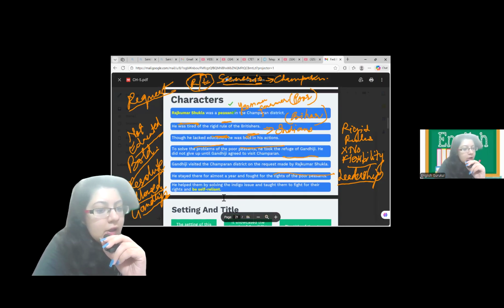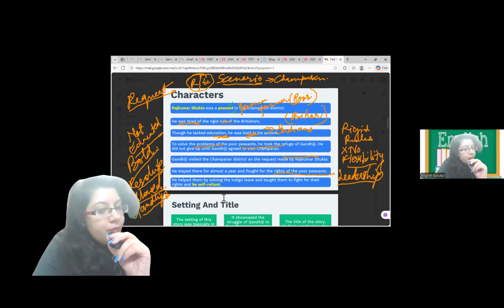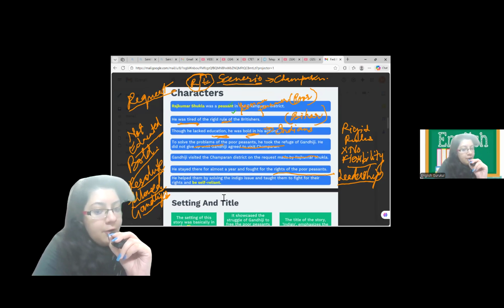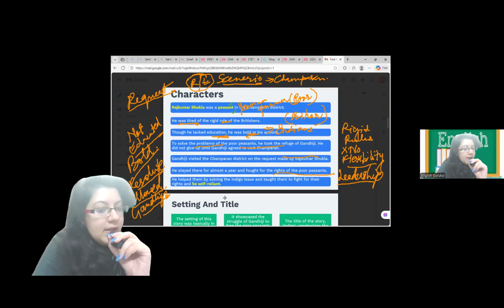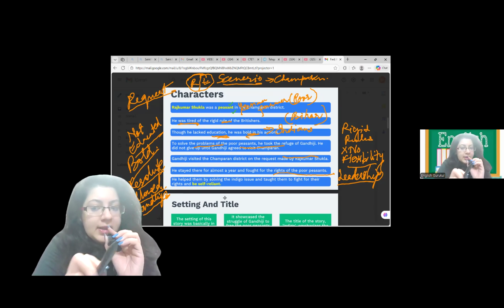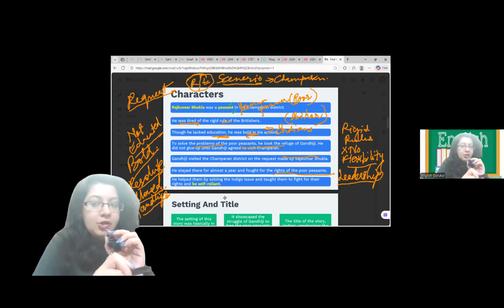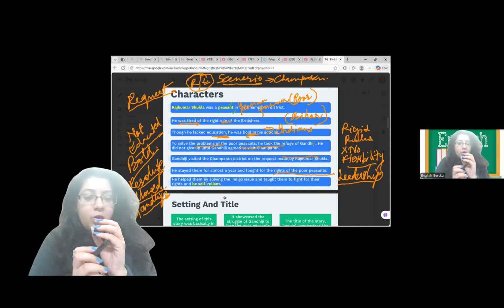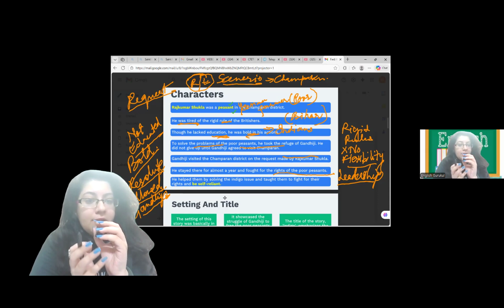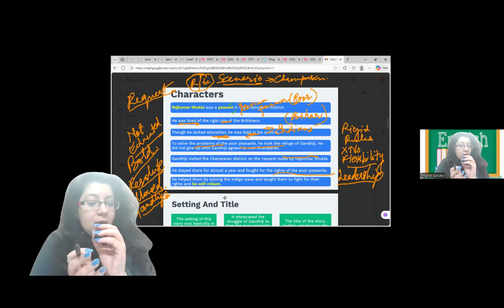So he stayed there for almost a year and fought for the rights of the poor peasants. For one year, can you imagine a person staying at some place? That means the way Rajkumar Shukla persuaded Gandhiji, he actually fought for the rights of the poor peasants, the poor yeomen, the poor farmers. And for that, he had to stay there for almost a year and fight for their rights.